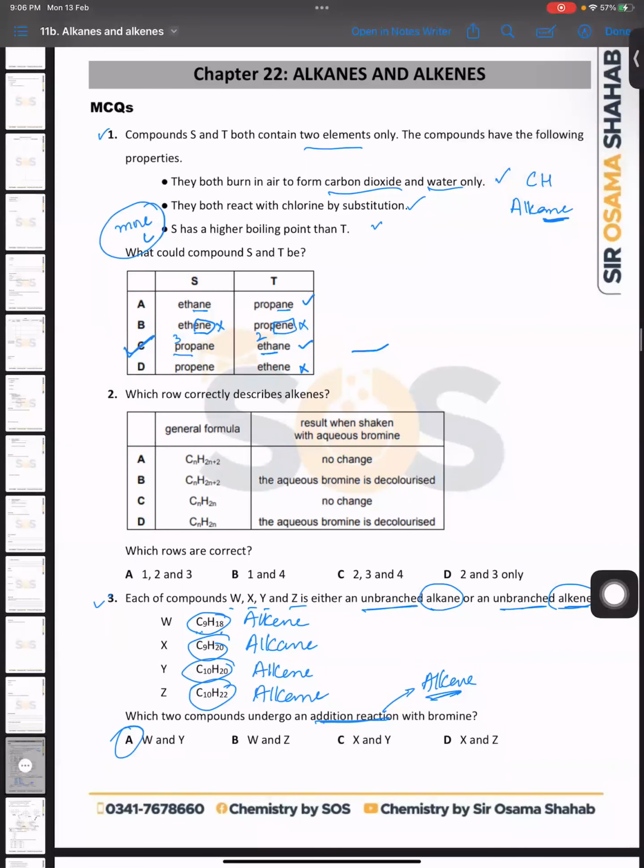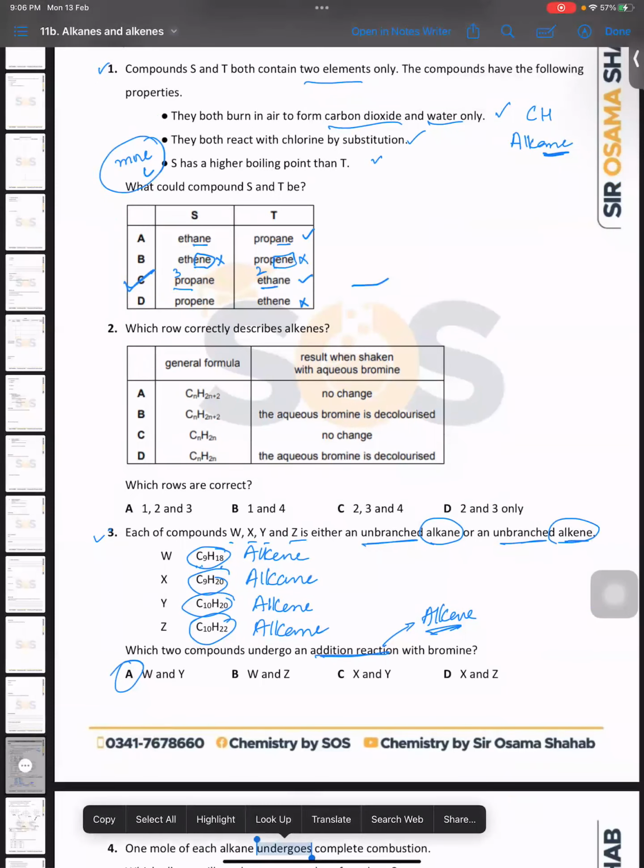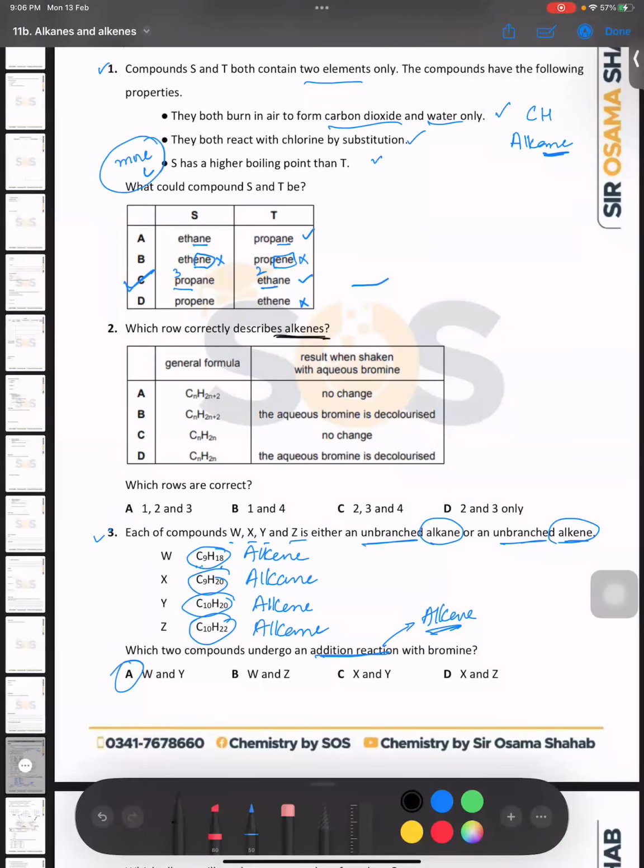So, Bacho, we have already worked on question number 1 and question number 3. So we are doing question number 2 in today's class. They are asking which option correctly describes alkenes. So, Bacho, which option is actually describing alkenes?